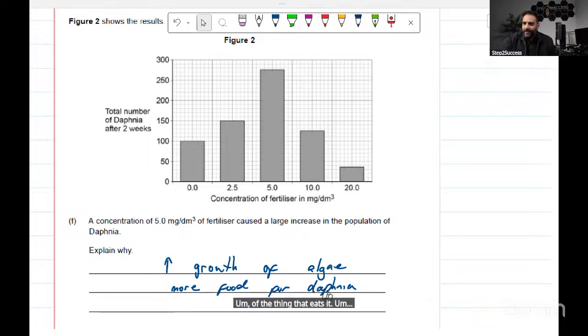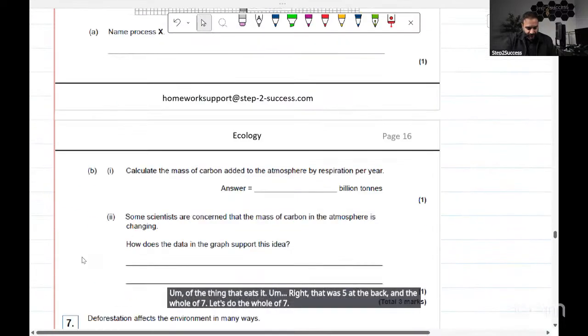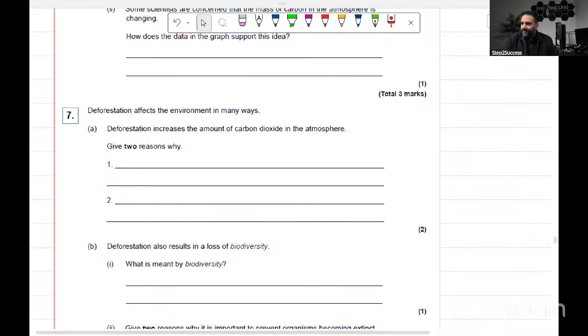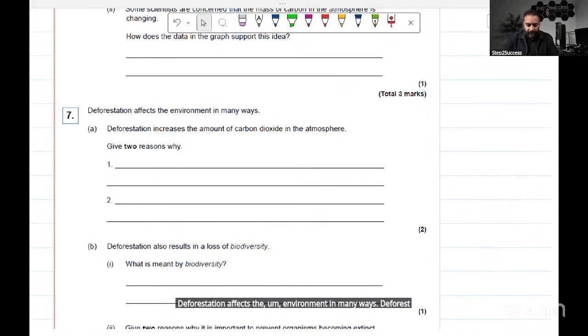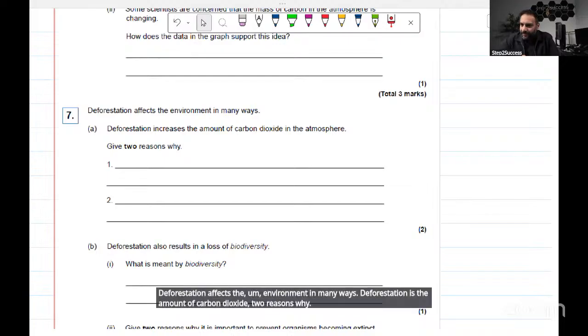Right, that was five there. Five at the back and the whole of seven. Let's do the whole of seven. Deforestation affects the environment in many ways. Deforestation increases the amount of carbon dioxide in the atmosphere. Two reasons why. Deforestation is bad for global warming for two reasons.